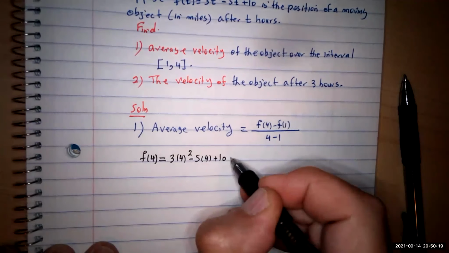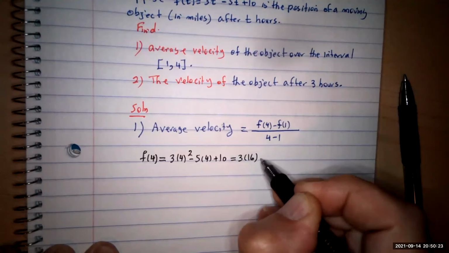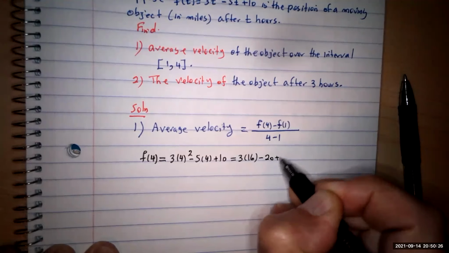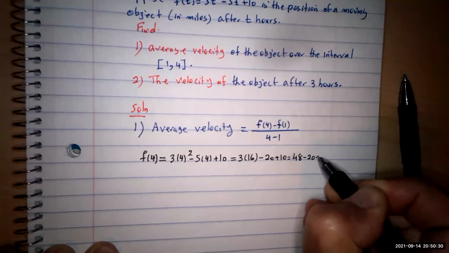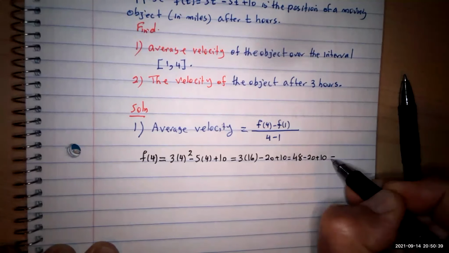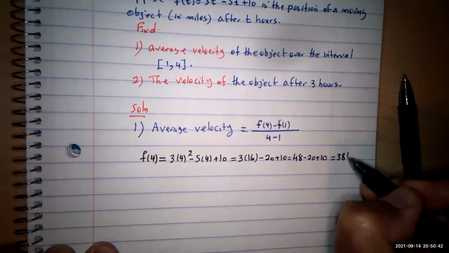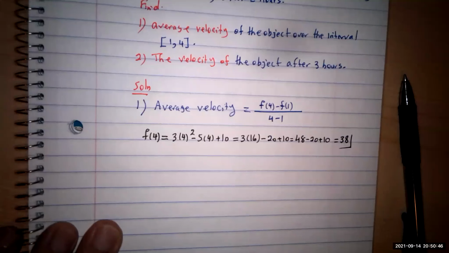Carefully simplify it. 4 squared is 16, so it's 3 times 16 minus 20 plus 10. That gives 48 minus 20 plus 10. What's the result? 48 minus 20 is 28, plus 10 is 38. So that's f of 4. This is your distance after 4 hours, your position, 38 miles.